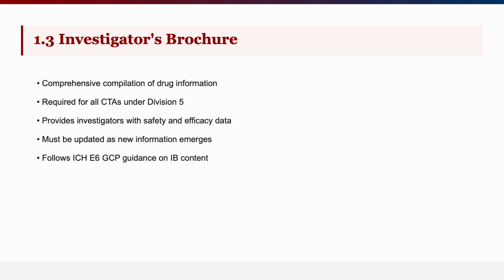It typically includes physical, chemical, and pharmaceutical properties of the drug, non-clinical pharmacology and toxicology summaries, clinical pharmacology, efficacy, and safety information from prior human experience, and guidance for investigators on managing the drug and monitoring subjects. The IB is a living document that must be updated as new information emerges during development. Significant new safety information, in particular, should trigger IB updates.